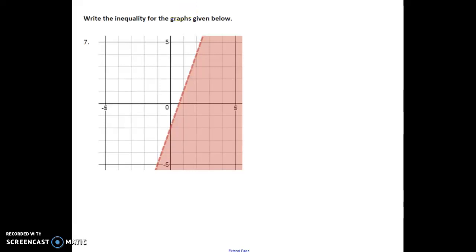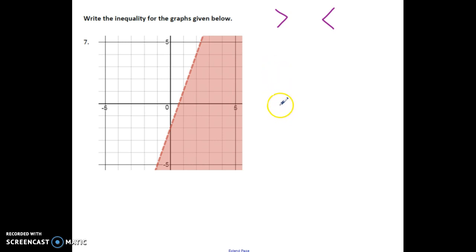The last thing that we need to talk about is writing an inequality when you are given a graph. And so we can look at this graph and we can see that our inequality uses a dashed line. So we know we're either going to use the greater than or less than symbols. And it's obviously a line, so we're going to be writing an equation of a line. The equation that we're probably most comfortable with is slope-intercept form.